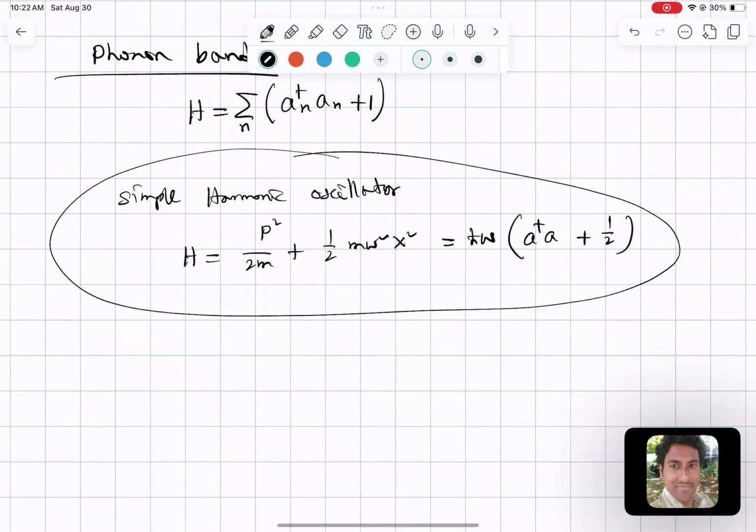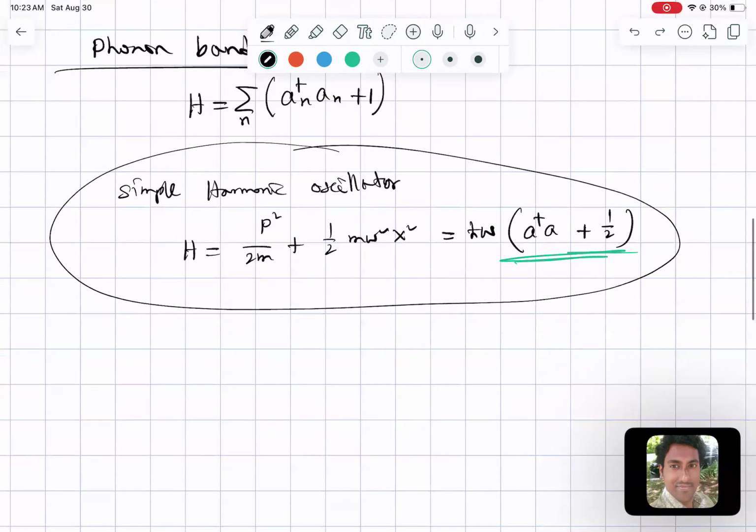The important part here is a dagger a plus half, or plus 1. Half or 1 is just a constant. So the actual feature of those bands or the energy levels will come from a dagger a, not the half. Half is just a shift of the energy levels from the zero or ground state.